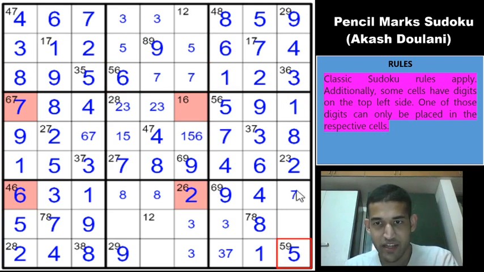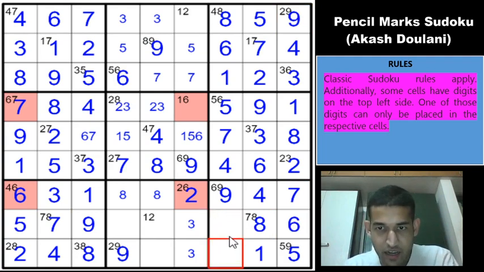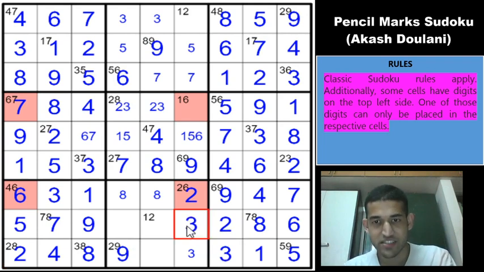And column 9, 1, 2, 5, 8, 3, 4, 9, remaining are 6 and 7, but 7 is here, so this will be a 6, this will be a 7, which means that remaining two digits are 2 and 3, but 2 is here, so this will be a 2, this will be a 3, which gives us a 3 here. Beautiful guys, amazing Sudoku, amazing pencil mark Sudoku.